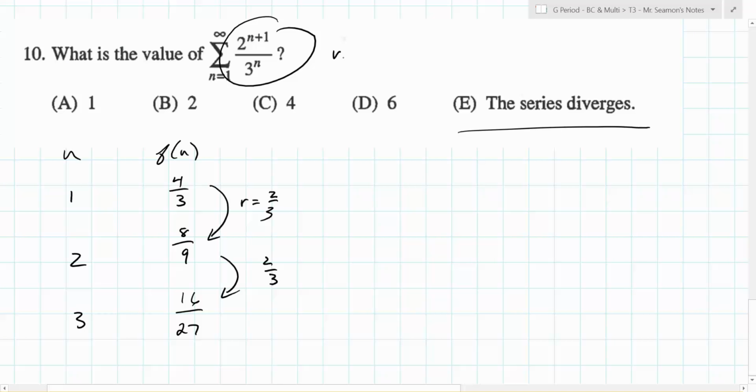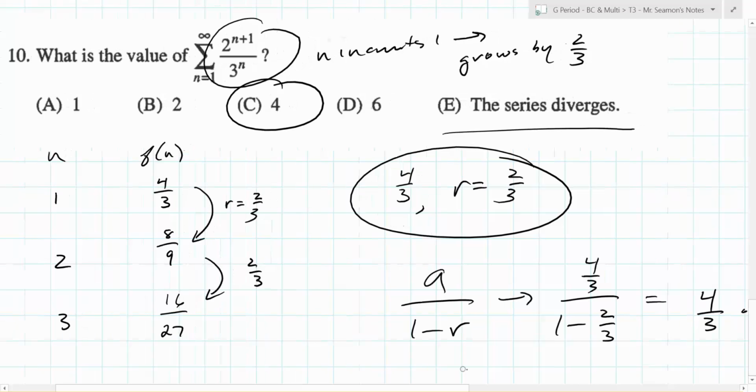N goes up by 1. N increments by 1. What does that mean? It grows by what? By 2/3. Exactly. So what's our first value? 4/3. What's our r value? 2/3. You might have a formula you could use. So if you get totally lost, look at the elements. I can't tell you how many times the AP test will give you something much nastier than this that is just a geometric series. Absolutely. So then you're just, oh look, it's 2/3.